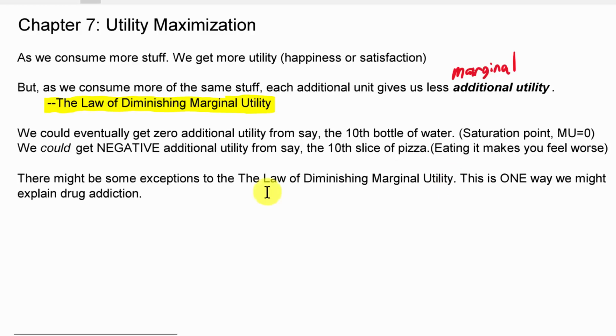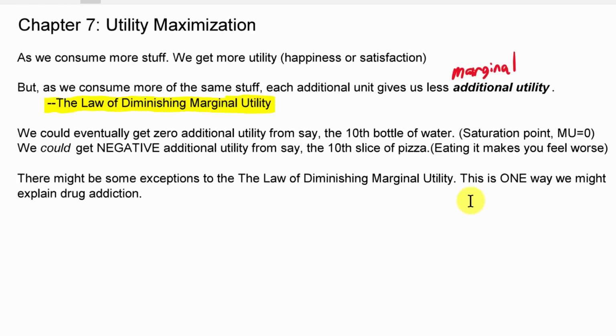So there might be some exceptions to the law of diminishing marginal utility. Again, the law of diminishing marginal utility assumes that most of the time you're going to feel that each additional unit adds to your happiness just a little bit less than the previous one. So as you watch more movies, yeah, you get happier. But the second movie and the third and the fourth movie will make you a little less additionally happy than the first one did. So we start to tire of things a little bit as we consume more of them.